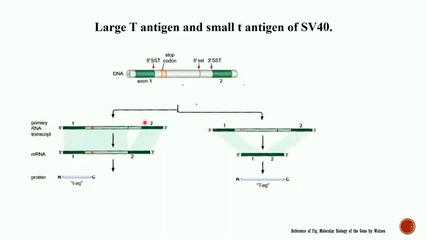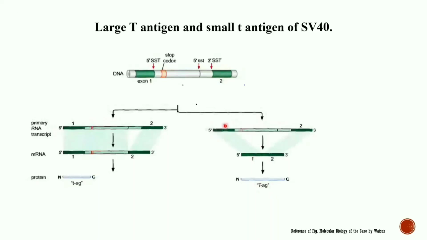Now, in the next case, from the same gene there is a synthesis of the primary RNA transcript. Both primary RNA transcripts are the same. But here there is a splicing of this intron, and exon 1 and exon 2 are joined together, and this mature mRNA now goes for translation and allows the synthesis of the antigen, which is called the large T antigen.